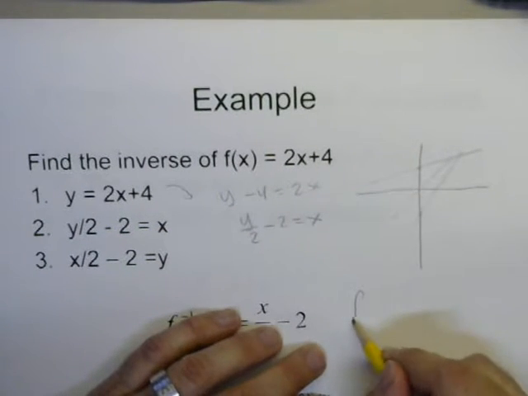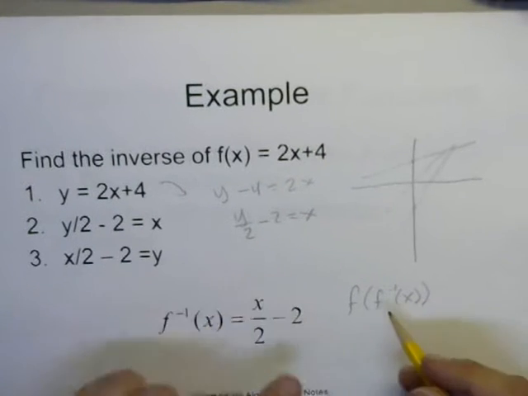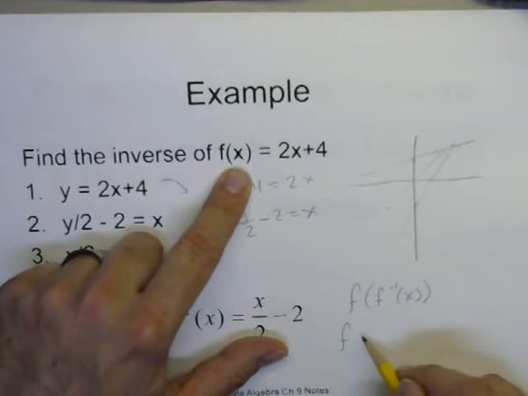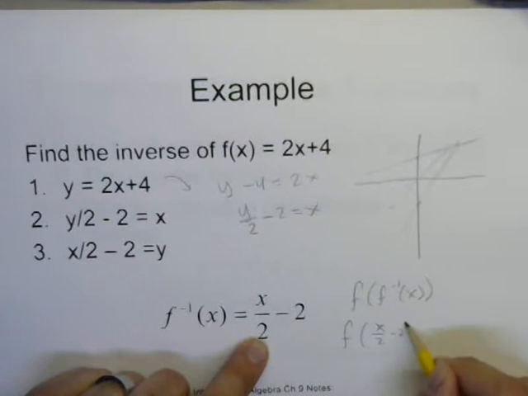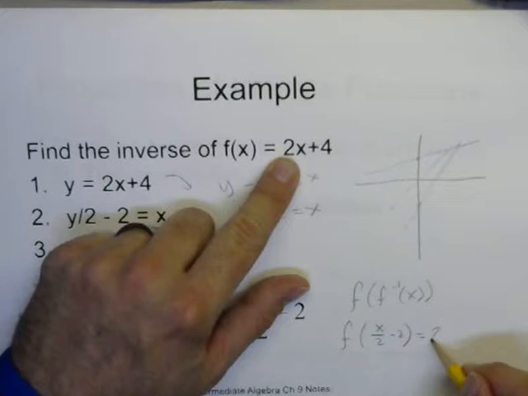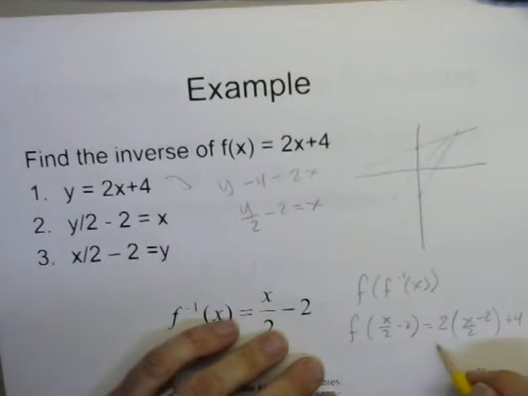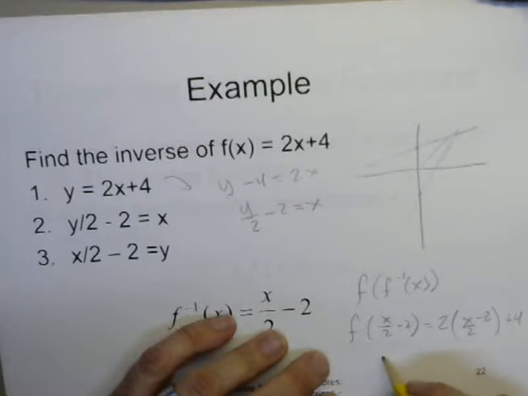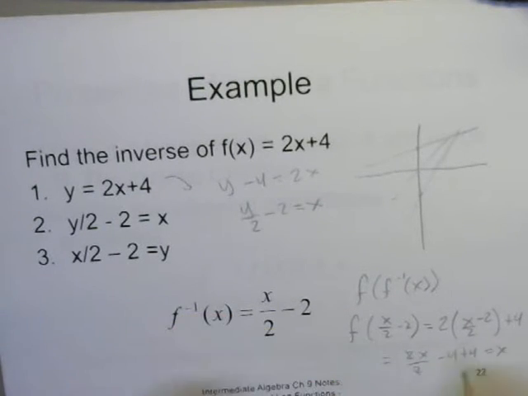So if I do f of f inverse of x, what I'm going to do is take my function f and replace all the x's with this rule. So that'll be x over 2 minus 2. I just take this x here and replace that with x minus 2 over 2 plus 4, and this should work out to be x. So if I simplify here, multiplying out, I'll get 2x over 2, so the 2's will cancel there. 2 times negative 2 is negative 4, plus 4. The 4's cancel there, and I do get x.